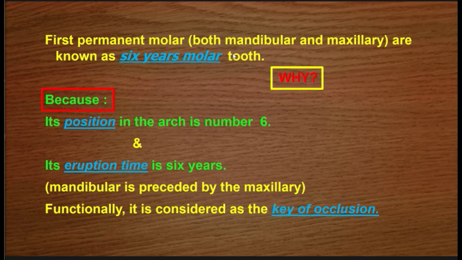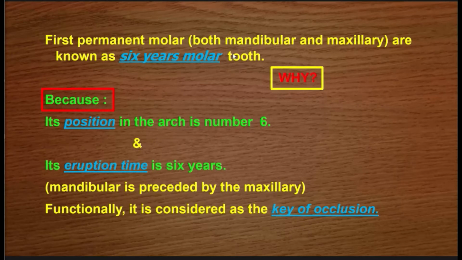And remember, the mandibular first molar is the first permanent tooth to come into the oral cavity. After the mandibular first molar, the deciduous central incisor sheds and the permanent central incisor comes into the oral cavity. The mandibular is preceded by the maxillary, I mean the mandibular comes first, then the maxillary comes.